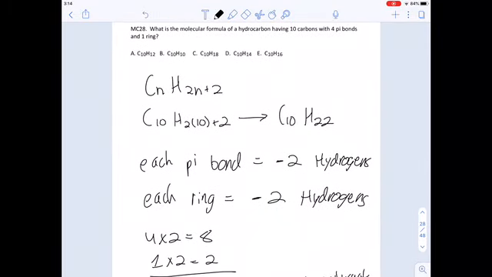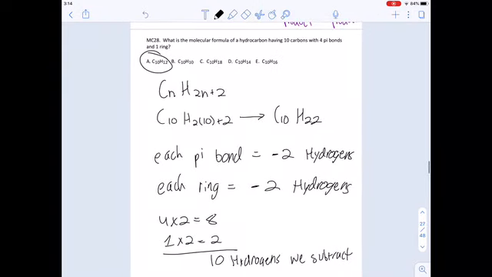Okay. So now, if what we were supposed to have is C10H22, and we have to subtract 10 hydrogens, you end up with C10H12, and that's going to be answer choice A for multiple choice 28.